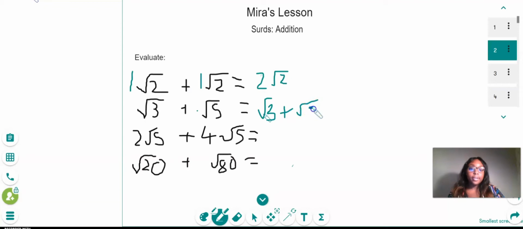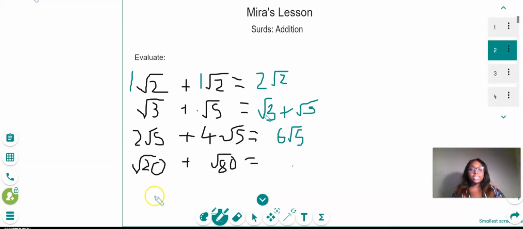Next we have 2 root 5 plus 4 root 5. When you look at the numbers on the inside of the square root, you notice that they're the same, so we know that we can add these two numbers together. We're going to add the numbers on the outside of the square root, which is 2 and 4, so we'll get the answer of 6, and the number on the inside of the square root stays the same, so that would give us 6 root 5.